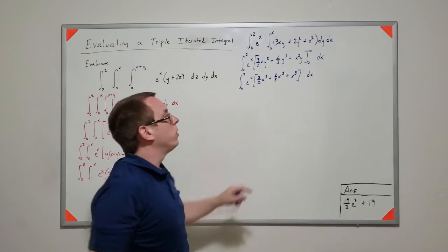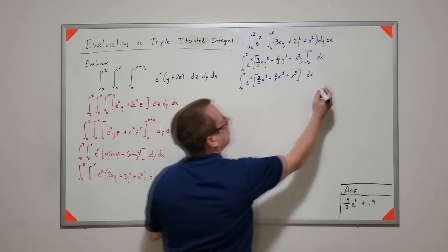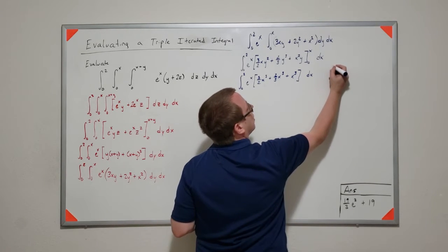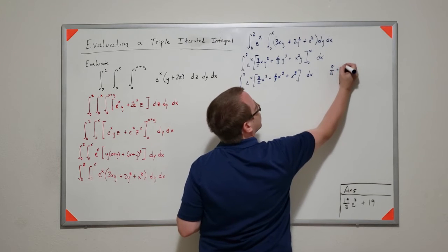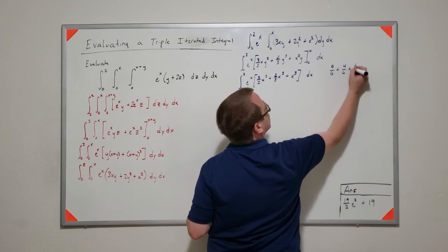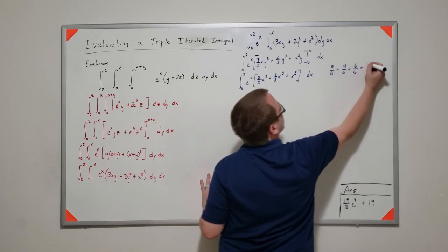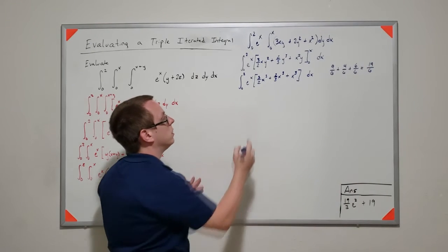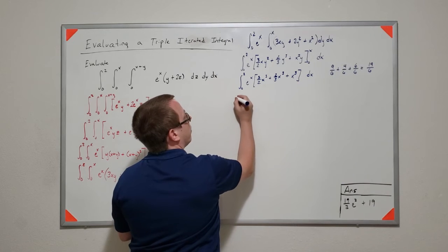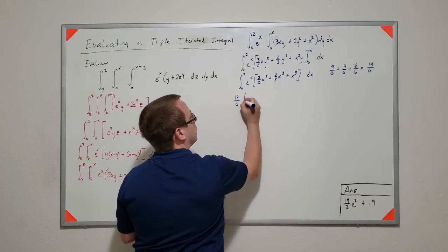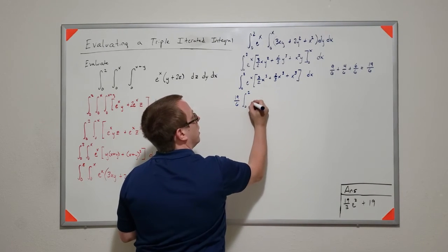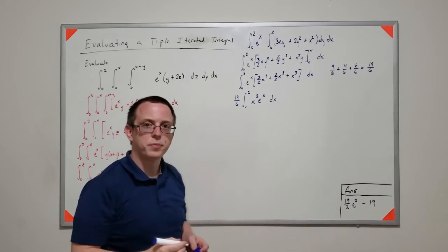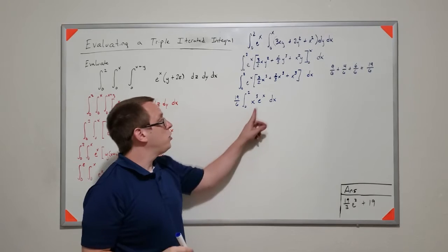So let's bring all this into one thing. So 3/2 is 9/6 plus 4/6 plus 6/6 equals 19/6. So now we have 19/6 x cubed e to the x dx. Okay, so x cubed e to the x dx.